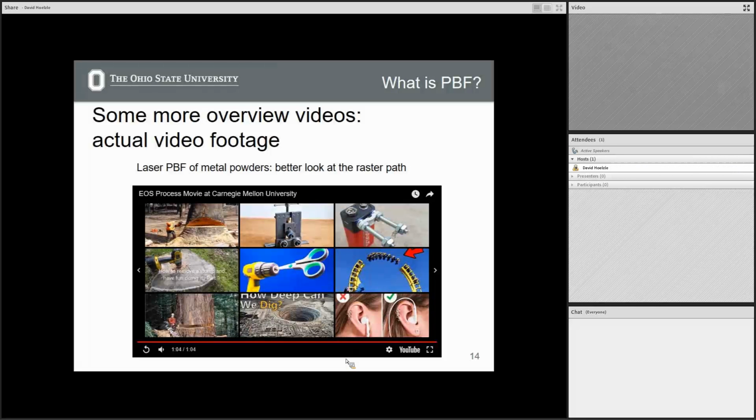Yes, AJ? It almost seemed like there was a difference in height between the fused powder and the unfused powder. Is that something that is considered in these processes? Yep, exactly. Good observation.